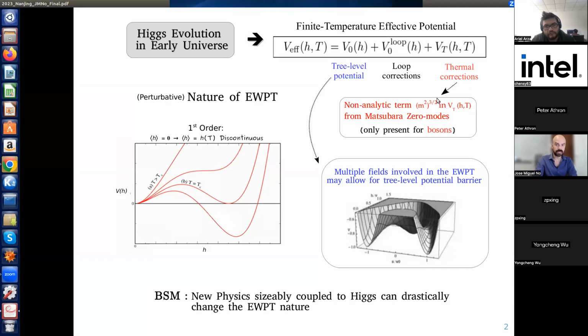Also, the new degrees of freedom that couple to the Higgs will give rise to new loop corrections, new thermal corrections, and if these new degrees of freedom are bosons, they can, in particular, yield a potential barrier at finite temperature that is driven by these non-analytic terms in the thermal potential. So all in all, it is possible for BSM physics to give a first-order electroweak phase transition towards realizing electroweak baryogenesis.